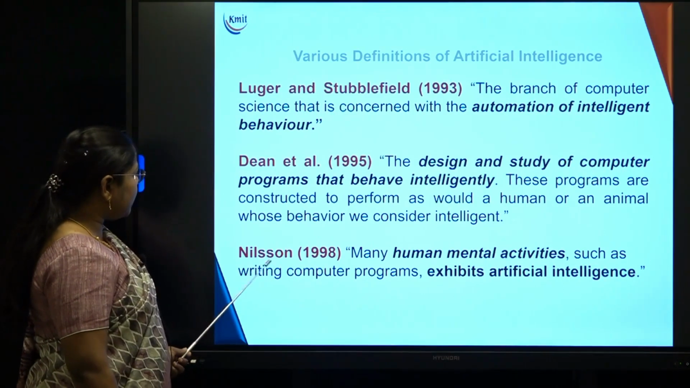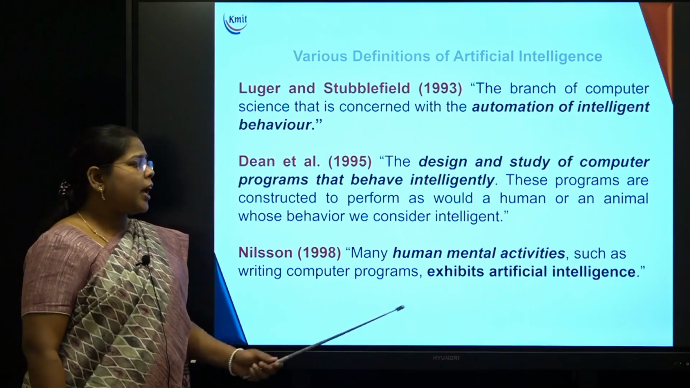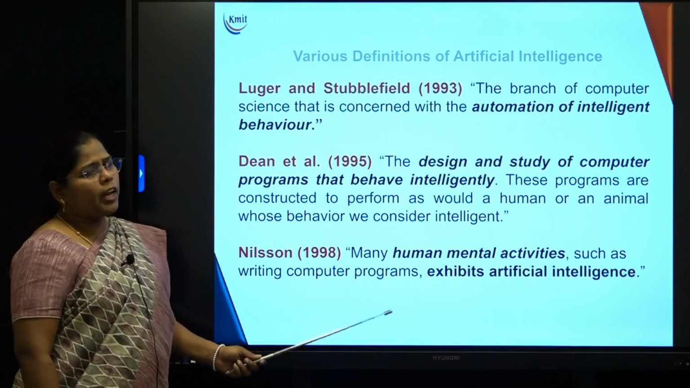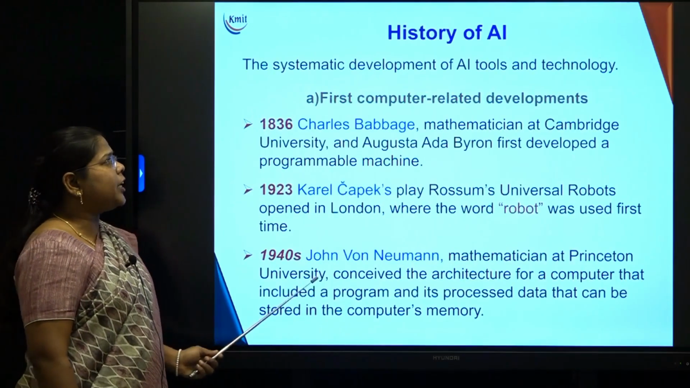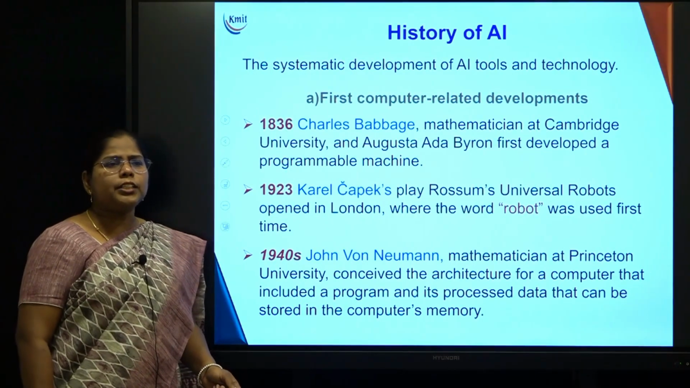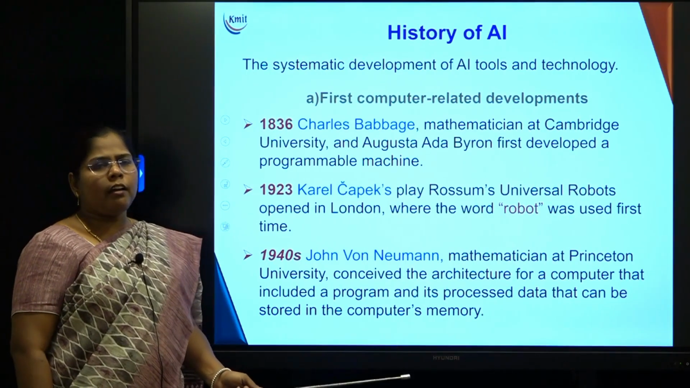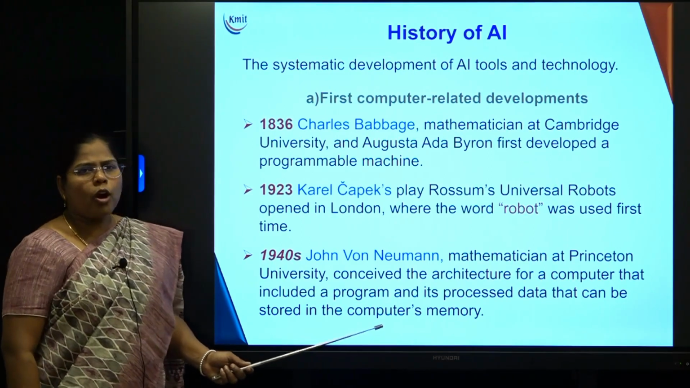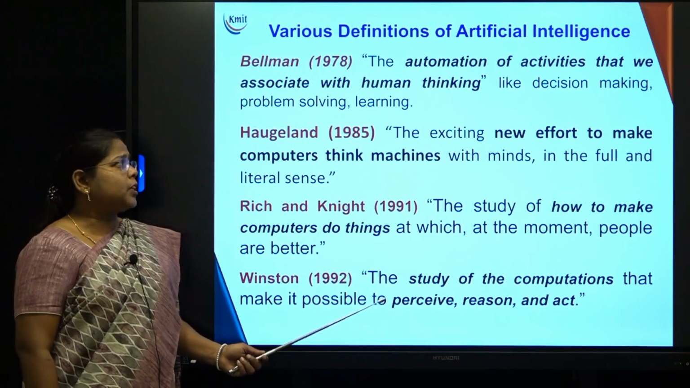In 1998, Nilsson defined AI as human mental activities like writing computer programs exhibiting artificial intelligence. So different researchers and scientists have defined AI, but AI simply can be defined as something that can act or think or solve some human problems.